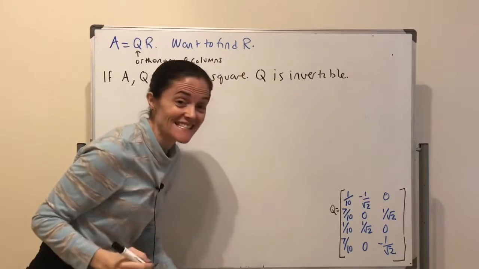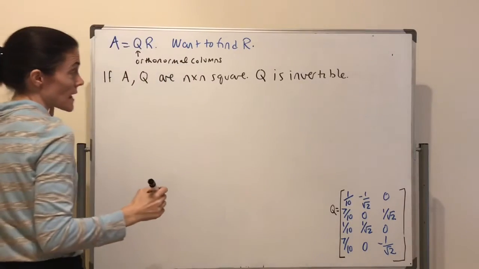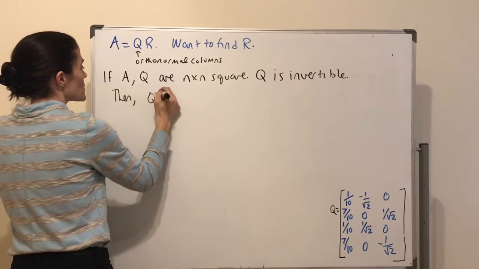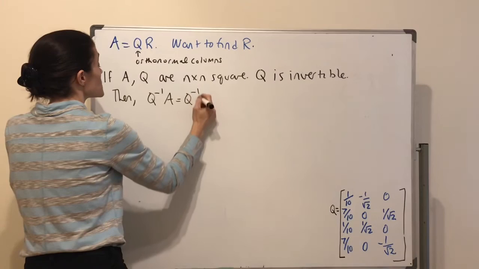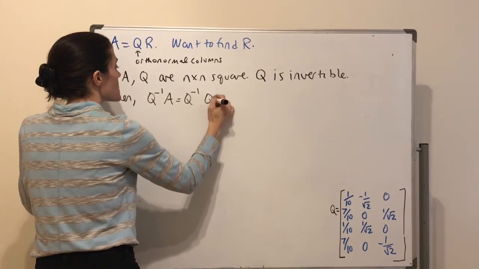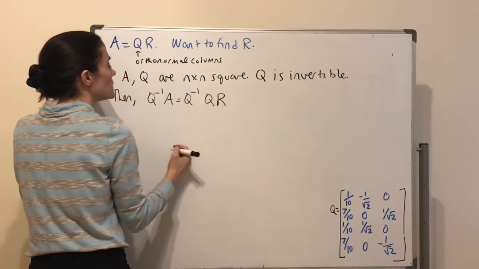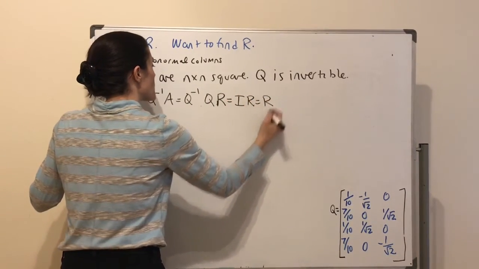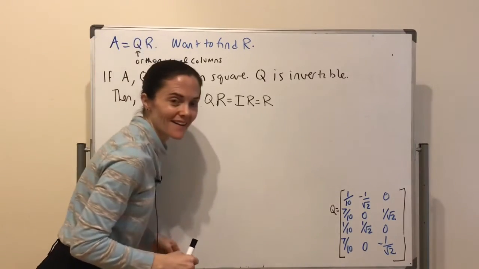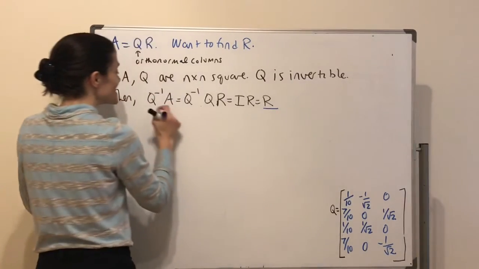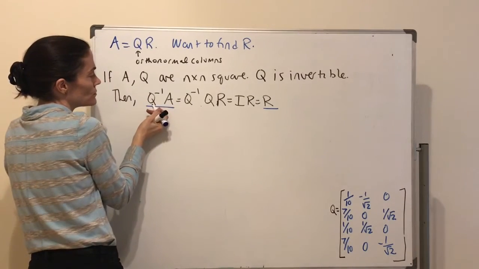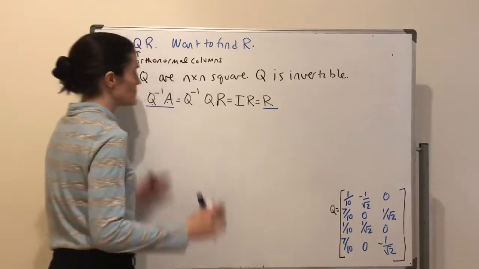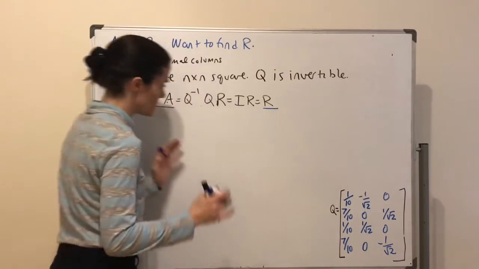And if Q is invertible, then this is very nice, because then Q inverse A would be Q inverse QR. Q inverse Q is the identity, which is just R. So now you see we have found R. R is Q inverse A, and once you know Q, in principle you can calculate its inverse, and then you just multiply in this order, and order matters here, and you get R.